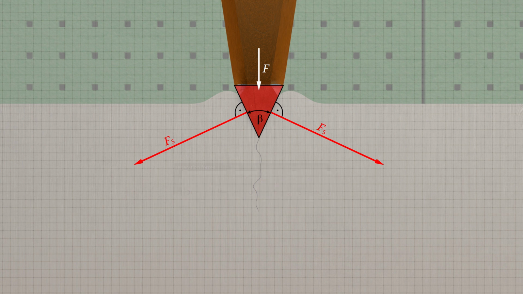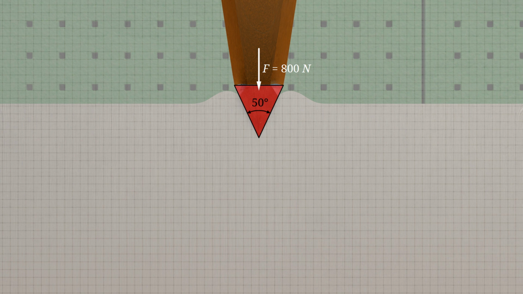The basic aim in all machining processes is to generate the highest possible separation forces with minimal applied force. So, how are the applied force, in this case the hammer force on the chisel, and the resulting separation forces related? This relationship can be illustrated using a force parallelogram. Let's assume a wedge angle beta equals 50 degrees. The downward force applied to the chisel is F equals 800 newtons.